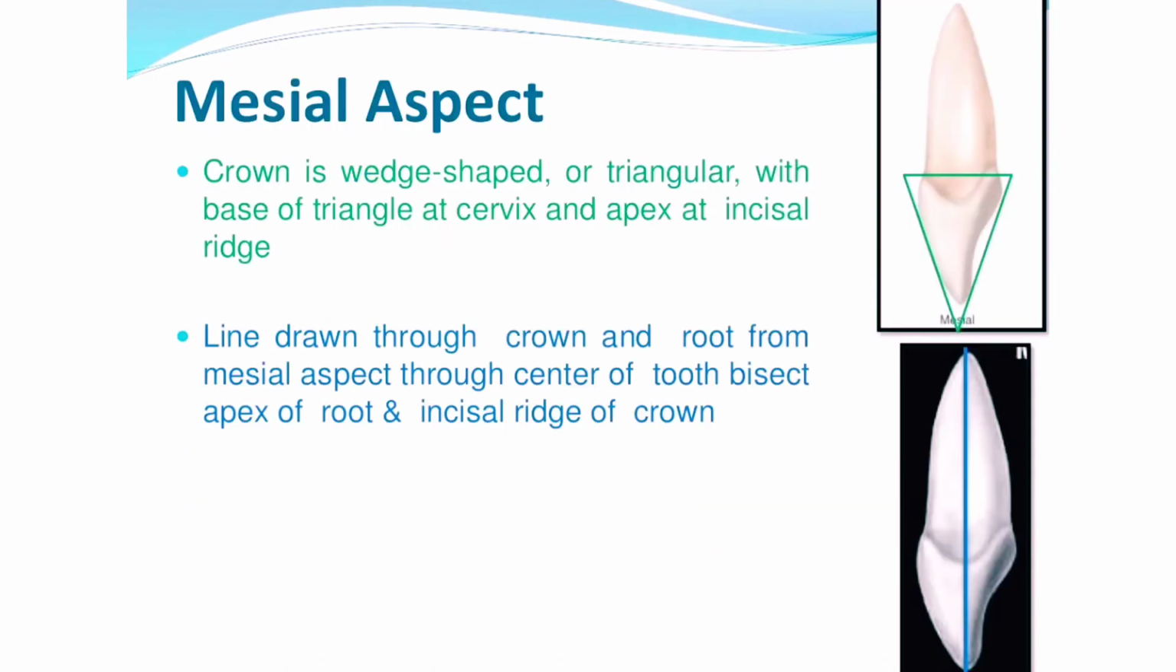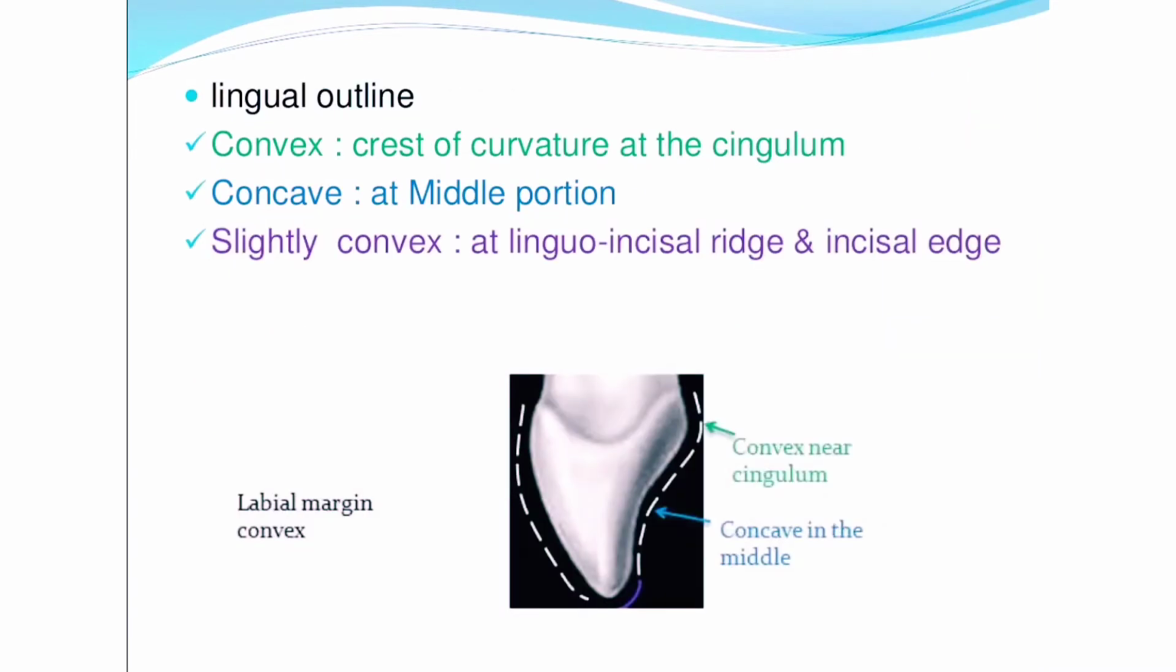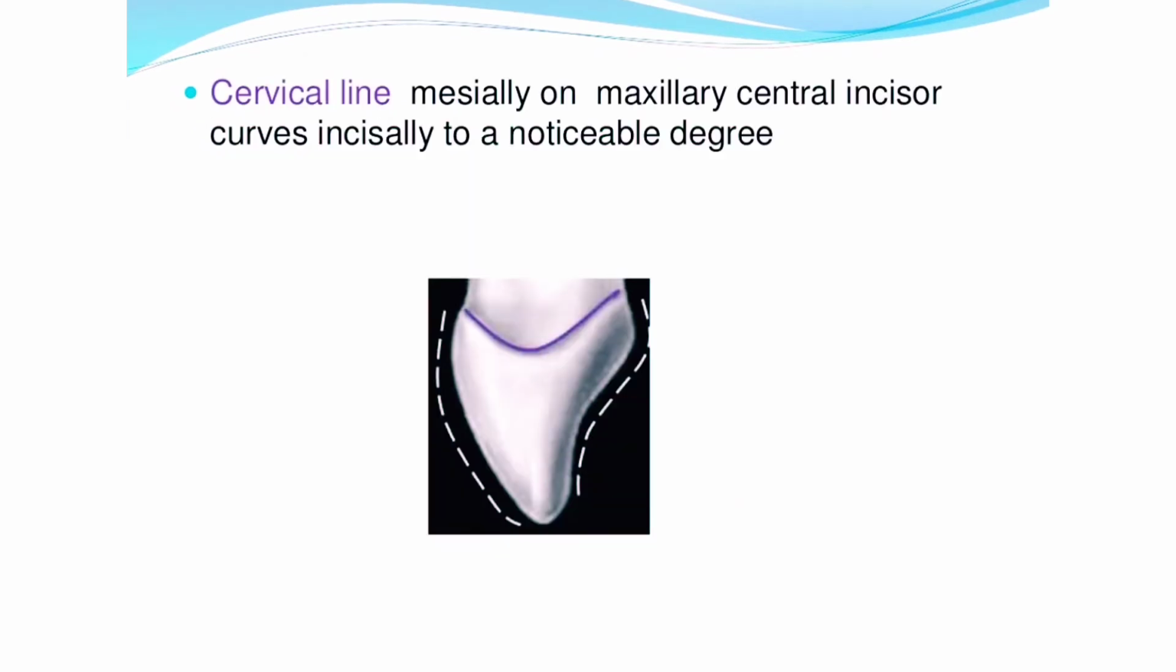Mesial aspect. The crown is wedge-shaped, or triangular, with the base of the triangle at the cervix and the apex at the incisal ridge. A line drawn through the crown and root from the mesial aspect through the center of the tooth bisects the apex of the root or incisal ridge of the crown. Lingual outline: convex, with the crest of curvature at the cingulum. Concave at the middle portion. Slightly convex at the linguo-incisal ridge or incisal edge. The cervical line mesially on the maxillary central incisor curves incisally to a noticeable degree.